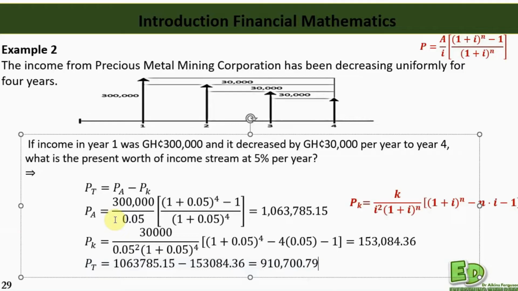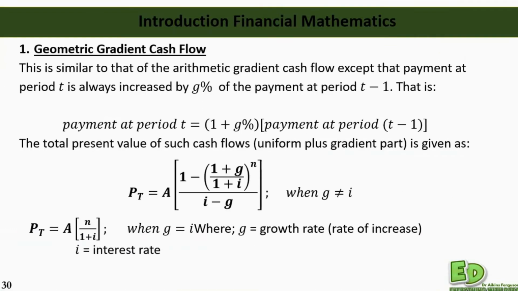So when you are receiving an income and it's decreasing by a certain fixed sum, then you just subtract the present value of that constant decrement from the present value of the uniform amount, and that will give you the total.